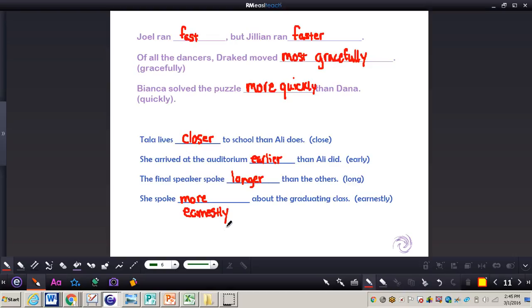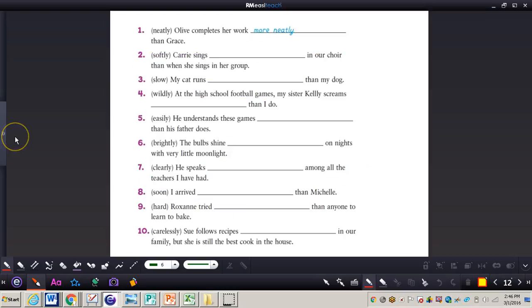Now what I want you to do is turn to page 182, and we'll continue to take a look at adverbs that compare. Okay, so for number one, it's already done for us. Let's look at the directions first. It says use the adverb in parentheses to form an adverb that compares. Use that adverb to complete the sentence. The first one has been done for you. So we see neatly is in parentheses there. So we're going to use that to compare. Olive completes her work more neatly than Grace. The reason why we use more is because it's a comparative, and we just have more in front of that.